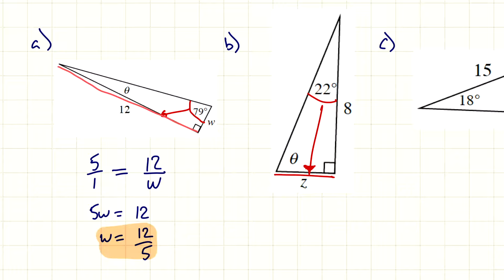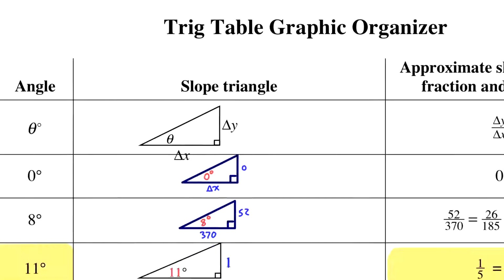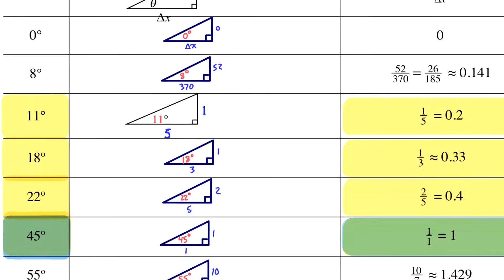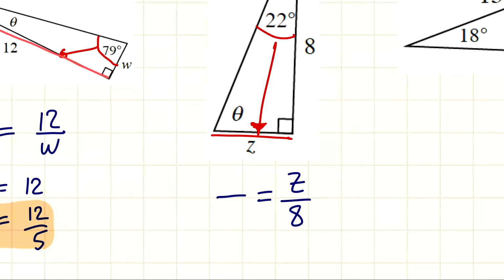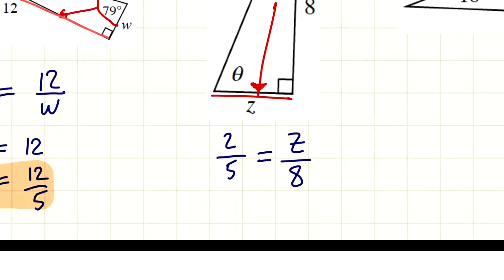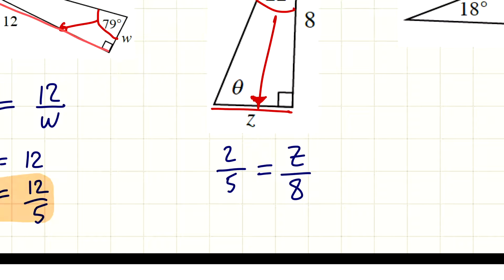And so that tells me, when I set up a proportion, that Z is going to go on top and then 8 will go on bottom. And since we are using 22 degrees, I would look in the trig table again for 22 degrees. I still don't have those memorized, and I'm not trying to memorize them because I have a table that's going to give that to us. So 22 degrees is 2 over 5. All right, so I'm going to use 2 over 5 on this one, and then that's something that could be solved as well. So in this case, I think Z ends up equaling 16 over 5.